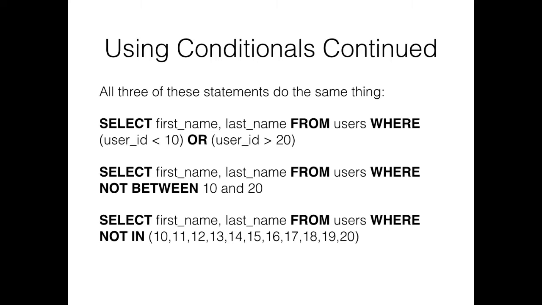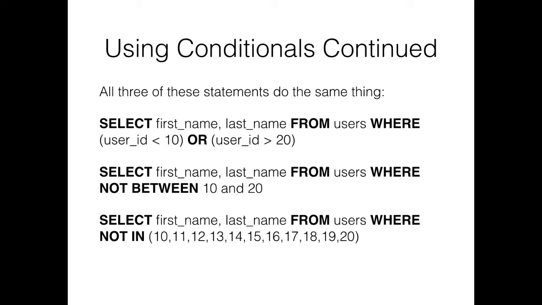Select first name, last name from users where user ID is less than 10 or user ID is greater than 20. And again, that's going to select all the records, and it's going to return you first name and last name from the row of data in the users table where the user ID is less than 10 or the user ID is greater than 20. The next statement, select first name, last name from users where user ID not between 10 and 20. How about that? And then select first name, last name from users where user ID not in the set 10, 11, 12, 13, 14, 15, 16, 17, 18, 19, 20.